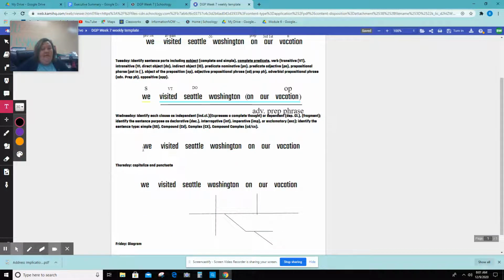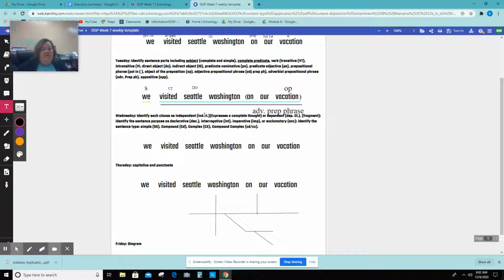Today is Wednesday, and on Wednesdays we are responsible for identifying the clause, the sentence type, and the sentence purpose. And you'll notice on your test last week, I kind of mixed it up a little bit. So you have to know the difference in type and purpose, okay? I was about to say it's written right up here, okay?